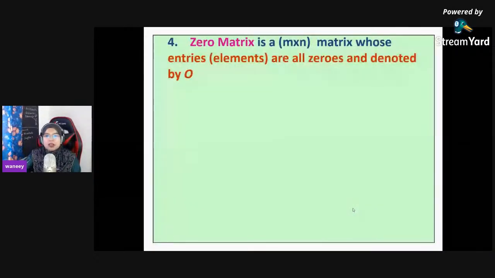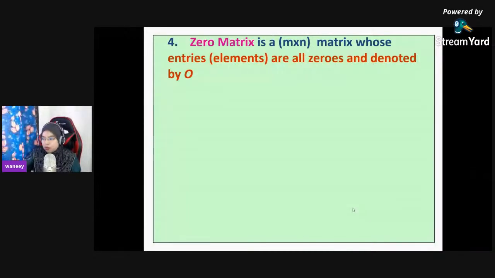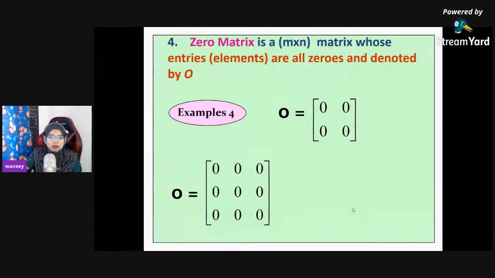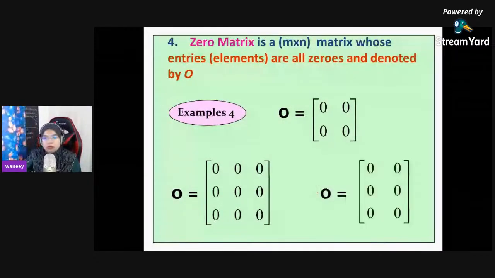Right, so now the zero matrix is an m by n matrix whose entries or elements are all zeros, denoted by a big O. This is a 2 by 2 matrix, but every element is zero. This is a 3 by 3 matrix, and again all the elements are 0. This is a 3 by 2 matrix, again all the elements are zeros. That is why we simply write a big O for them.